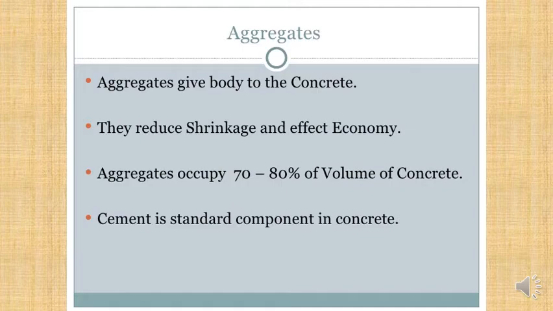So typically, aggregate will make up 70–80% of the volume of the concrete. It actually makes up around 80–90% of the density or the weight of the concrete, because aggregate is denser than cement or water. But you need cement. That's the standard component. You need that to hold these aggregate particles together.